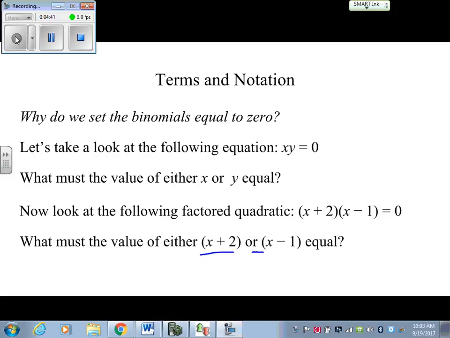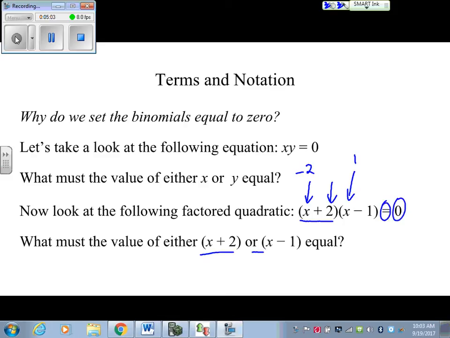Well, right away you could see that what number could we plug in for x that would cancel out a 2 or make it go away? And the answer would be negative 2. And then here, what value of x could we plug in that would make a negative 1 or a minus 1 go away? And that would be a positive 1. So if I have a negative 2 plus a 2, I would have 0, and 0 times anything equals 0.